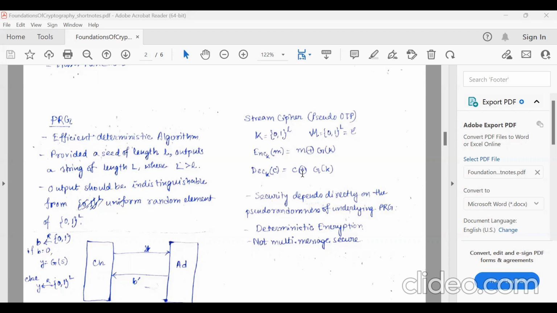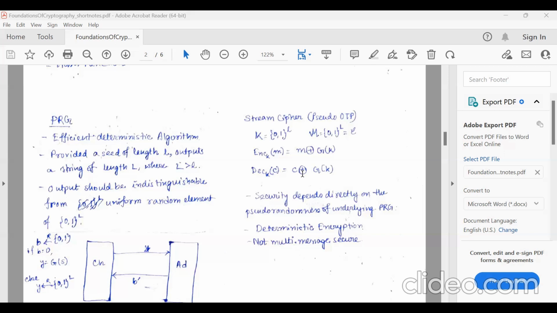That is what a deterministic algorithm is. Now, in case of encryption also the same thing applies. If you have a deterministic encryption process, then the encryption scheme does not satisfy the concept of multi-message security or CPA security.